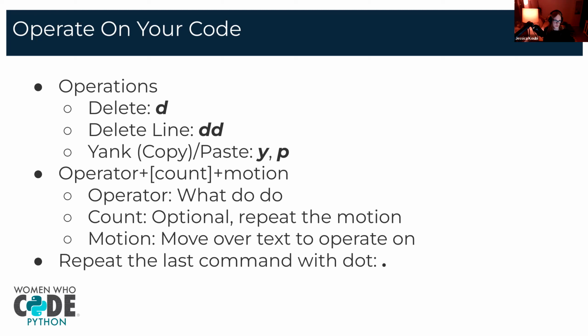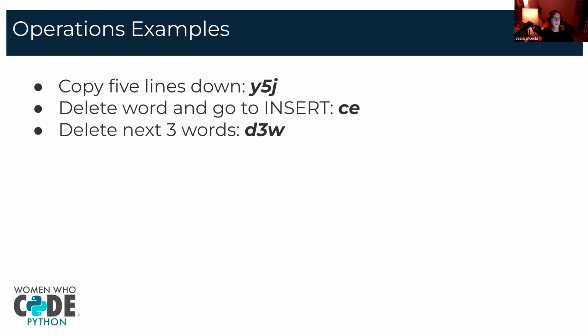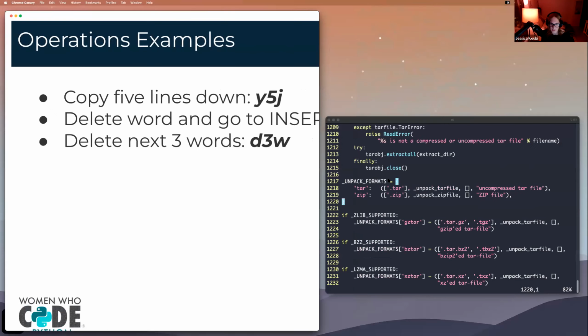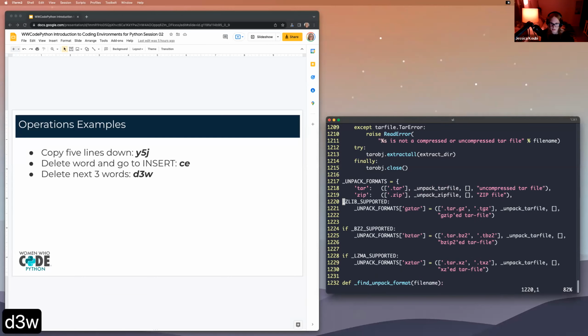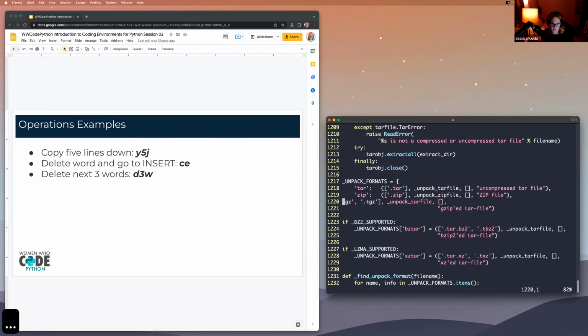So the way it's working when you want to operate on your code is you have the operator, which is what you want to do. So you may want to delete. Optionally, you can repeat the motion multiple times, and then you have your motion, to move over which text to operate on. And you can repeat the last command with dot. So I've put a few examples here. So if I want to, for example, delete the next 3 words, I can do D3W and remove them, and I can use the dot to do that again.